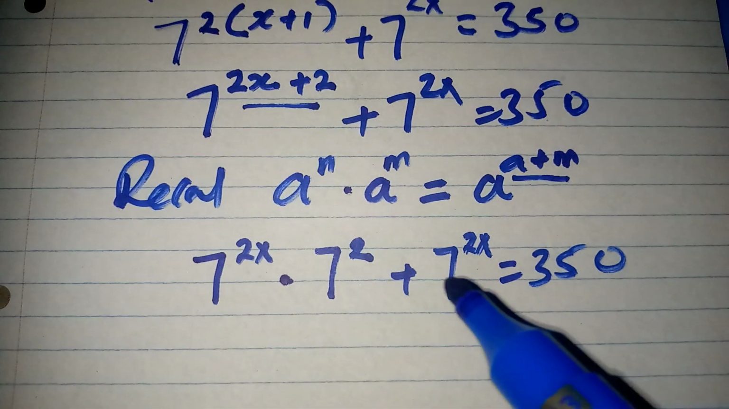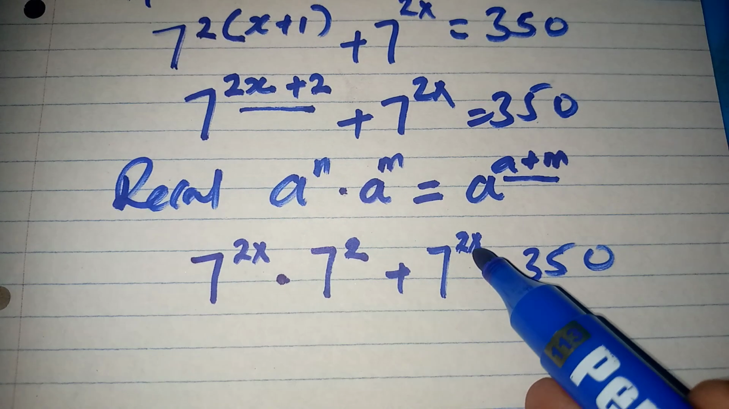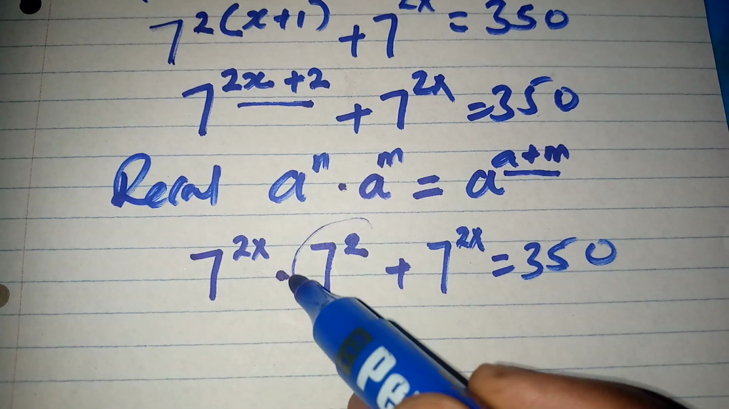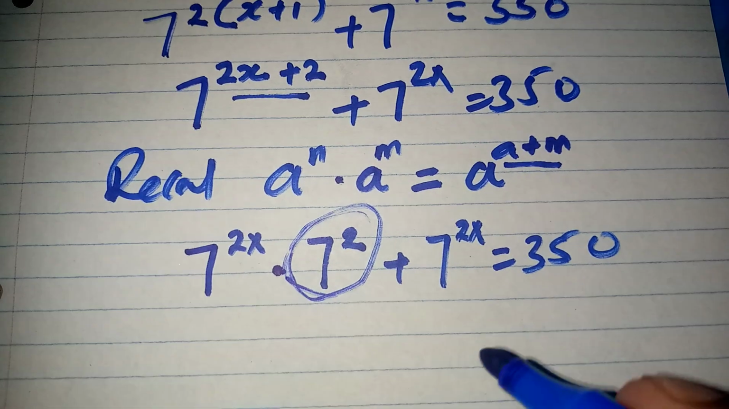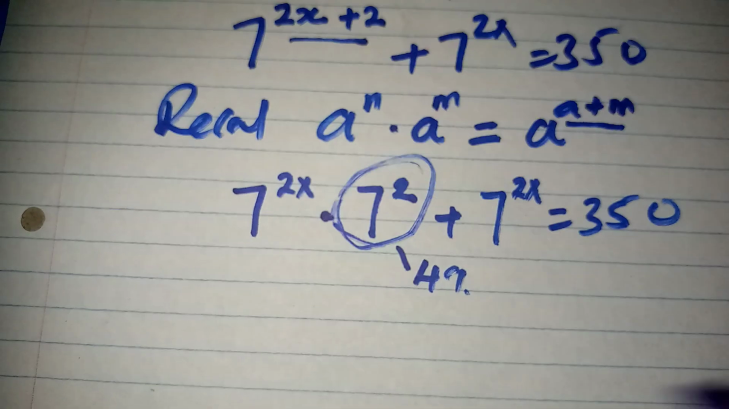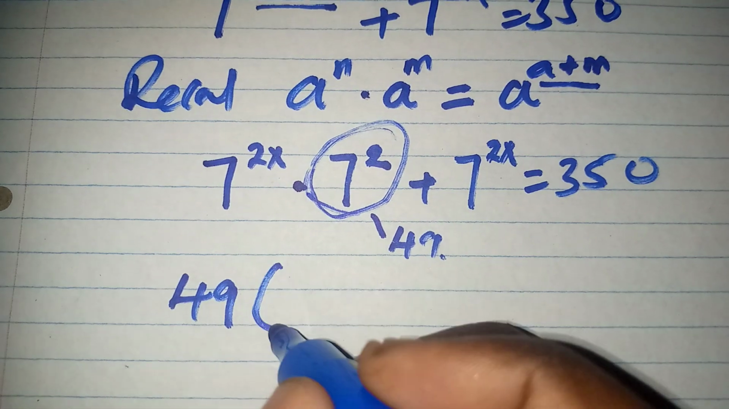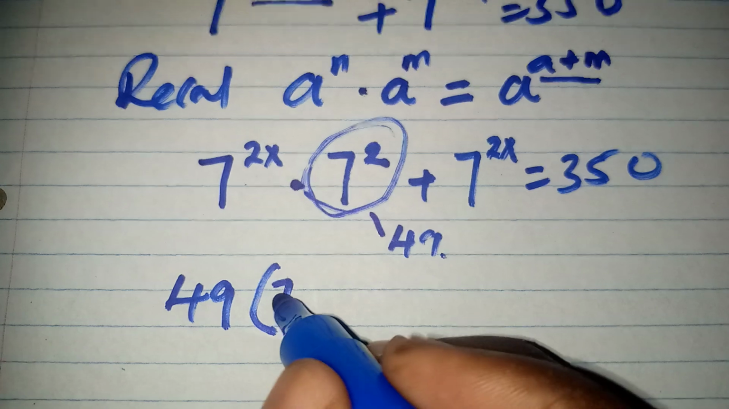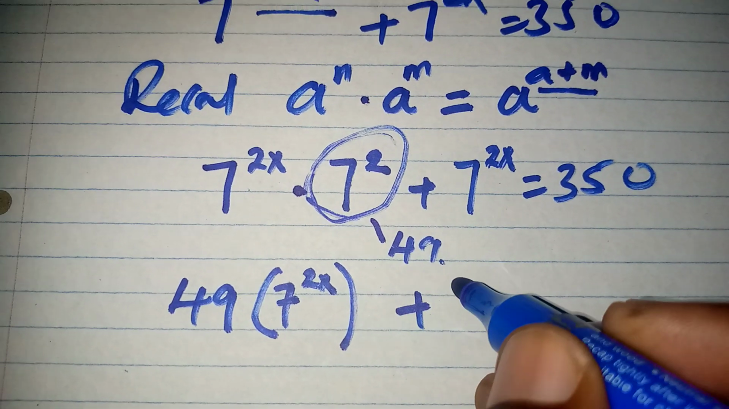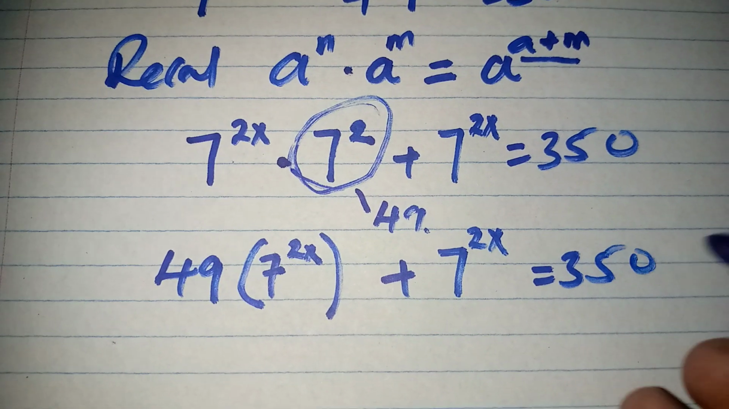Well, I know this is 7 raised to power 2x. I also have another 7 raised to power 2x here. But this number, I know what it means: 7 raised to power 2 means that the number is 49. So rewriting the equation, I am going to take 49 multiplied by 7 raised to power 2x, plus 7 raised to power 2x, which should give me 350.